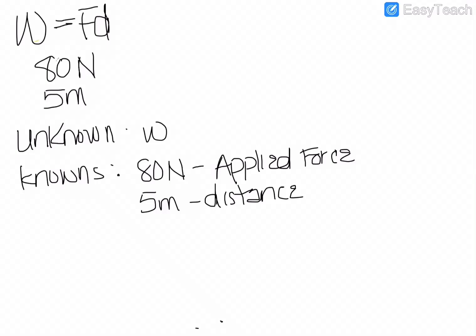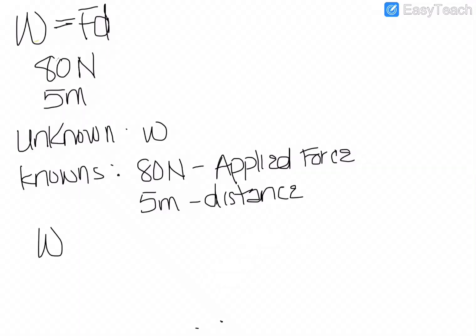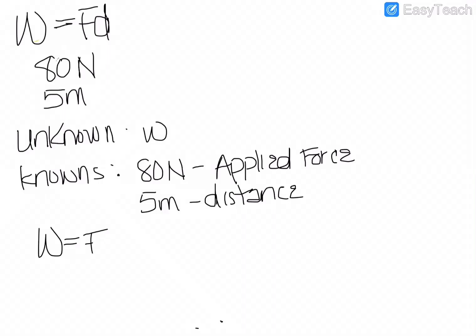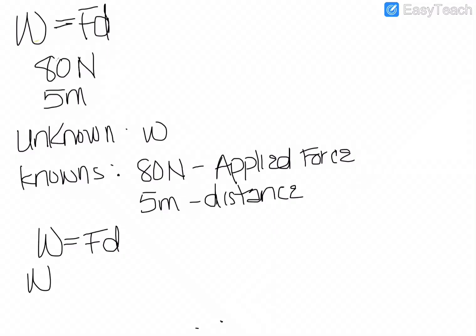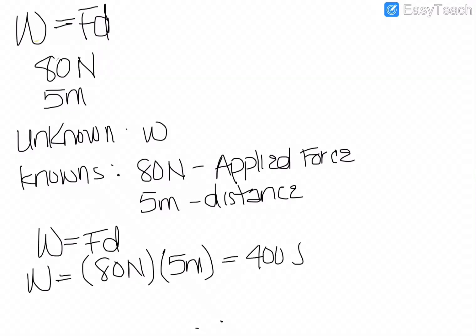Now, I'm going to set up the problem. W equals F times D. I'm going to solve the problem. W equals 80 N multiply 5 m, which equals 400 J. That's all you have to do.